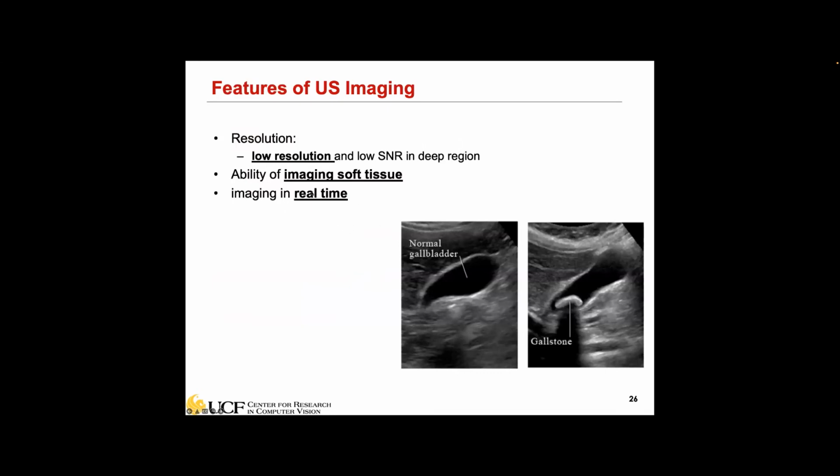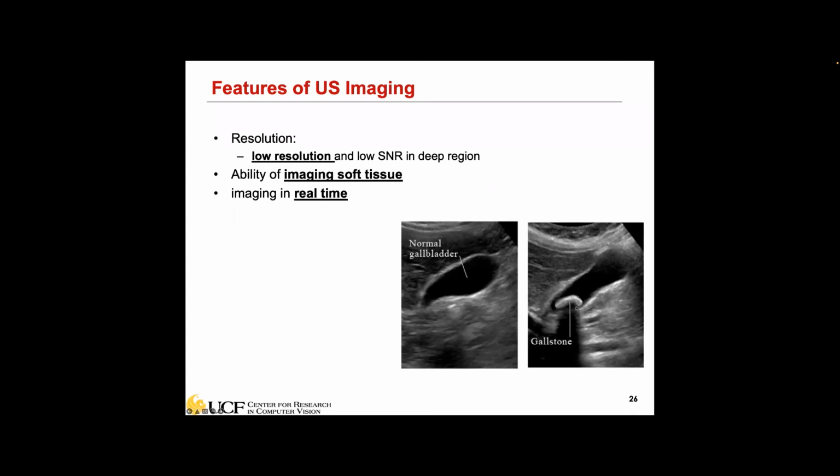Okay, so as I mentioned, there are a couple of features of ultrasound imaging. For the deep regions, it will have low resolution and low SNR, signal-to-noise ratio, and it is able to image soft tissues. And usually ultrasound imaging is real time, right? For example, for the OB, as the transducer moves around, you can immediately see the reconstructed image on the screen, what it looks like.